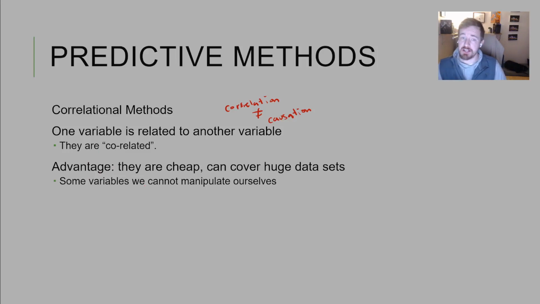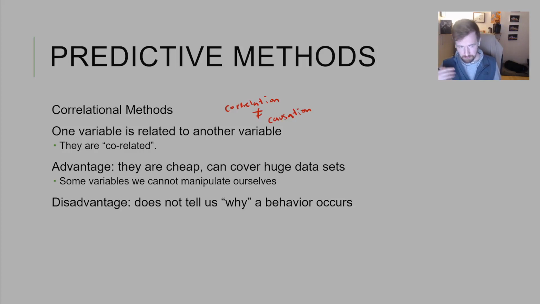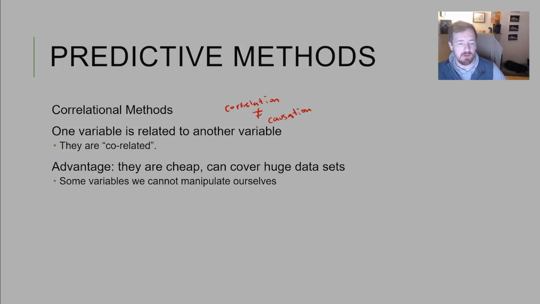So the advantages of a correlational method is that they're very cheap. You can cover really huge data sets doing that. And there are a lot of variables that we can't manipulate ourselves. We have to just kind of let those variables occur and then look for relationships and patterns with them. The disadvantage of this, though, is that it doesn't tell us why a behavior occurs.